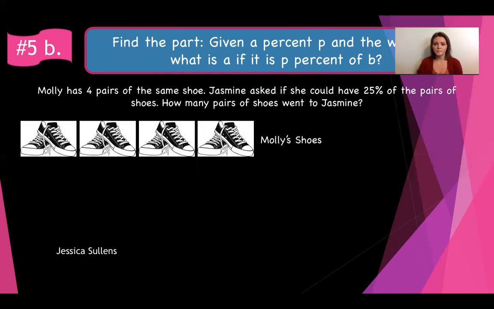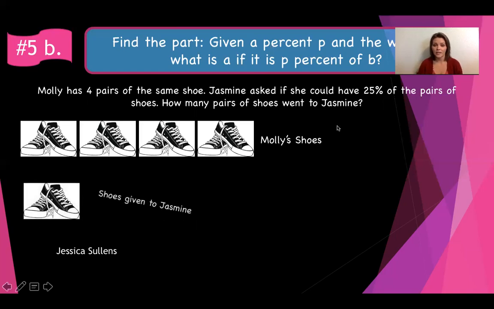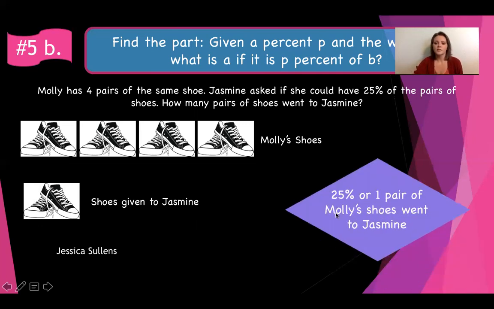Well, we have 4, and we're looking at 25%. The easiest way to talk about this is to think of money. We all know 4 quarters make $1, and quarters are worth 25 cents, so 25% of $1. If we give Jasmine 25%, we are giving her 1, so we are left with 3. We gave her 1. So 25%, or 1 pair of Molly's shoes, went to Jasmine, because this would be like 1 quarter versus our 4 quarters for $1 to make 1 whole dollar.